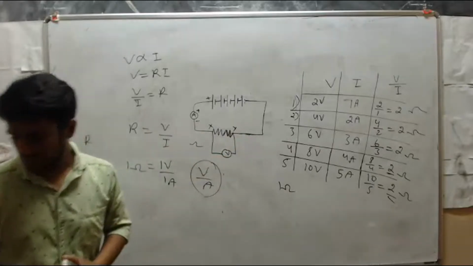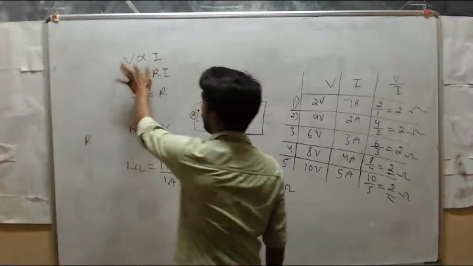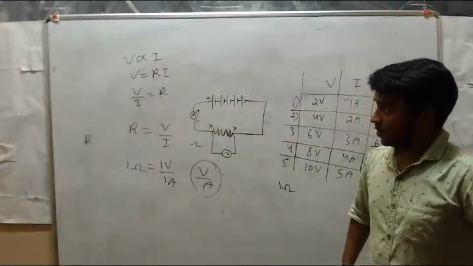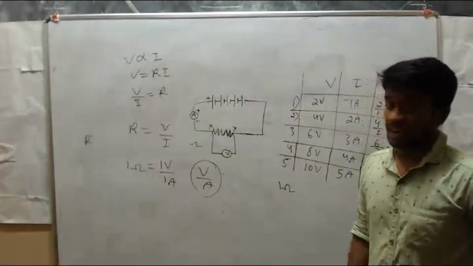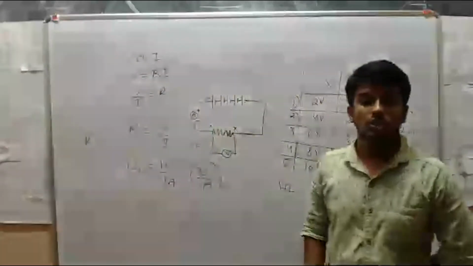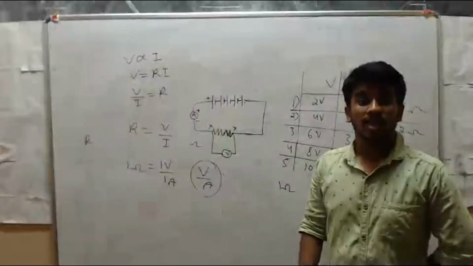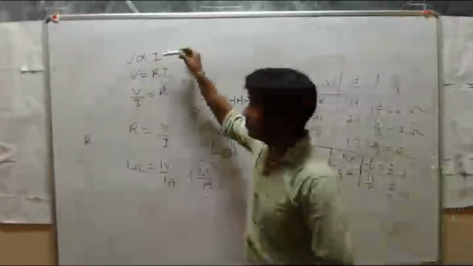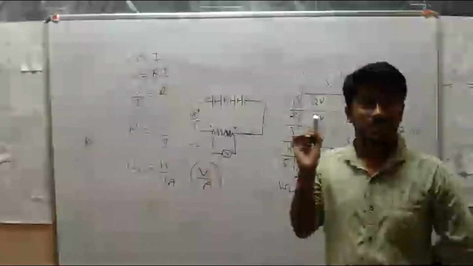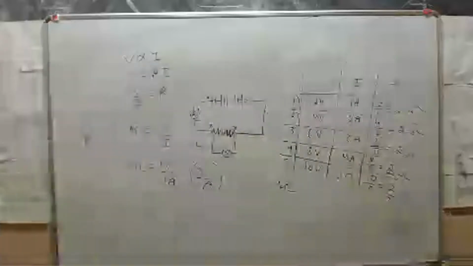That scientist George Simon Ohm found the relationship between voltage and current. According to him, his law states that the voltage is directly proportional to the current, provided the temperature remains constant. See here.